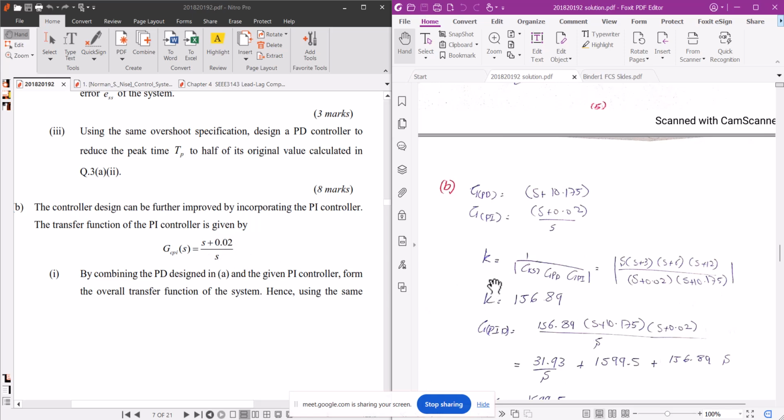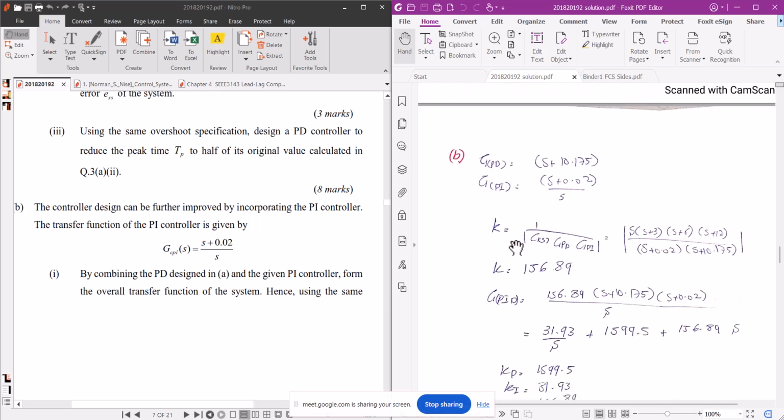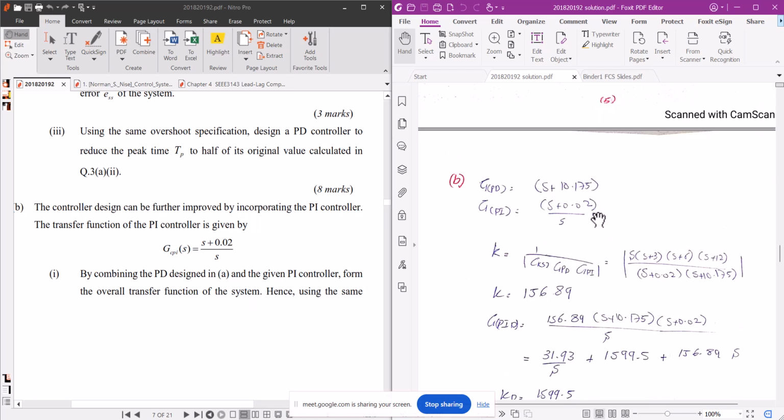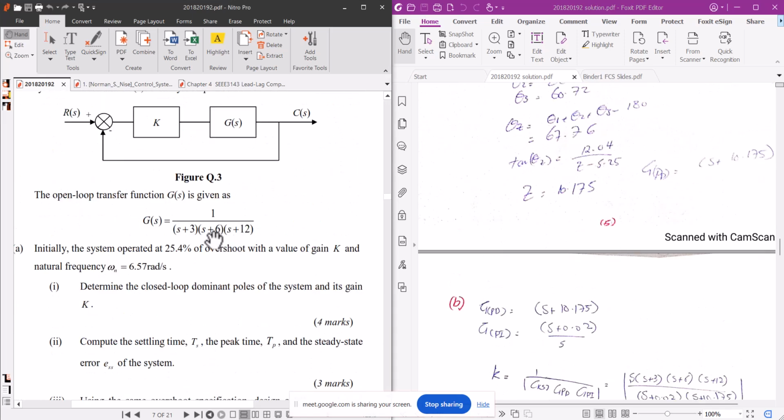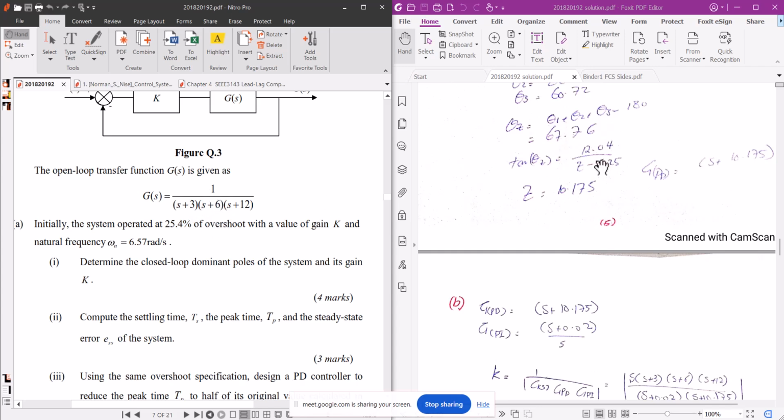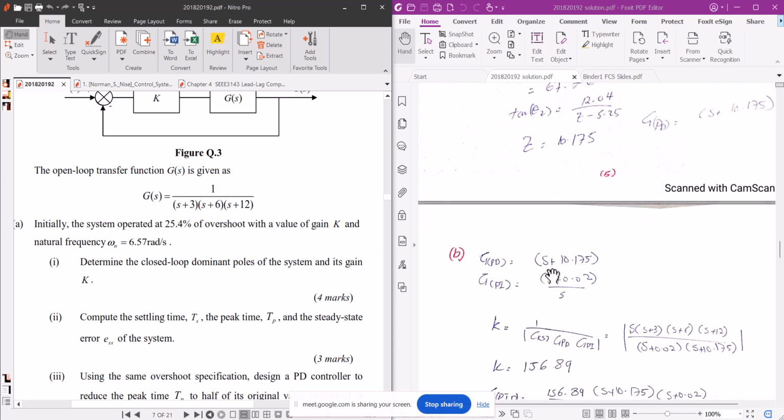Now you will calculate, by combining the PD designed in A and the given PI controller, the overall transfer function of the system. So for the overall transfer function, just multiply this with this and multiply with the system transfer function. This is the system transfer function. So overall it will become gain into s plus 10.175 into s plus 0.02 over s, into 1 over s plus 3, s plus 6, s plus 12.